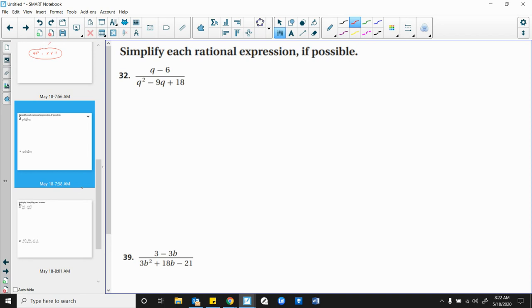Simplify each rational expression if possible. Okay, so I have q minus 6 over q squared minus 9q plus 18. First thing I want to focus on is factoring that bottom.